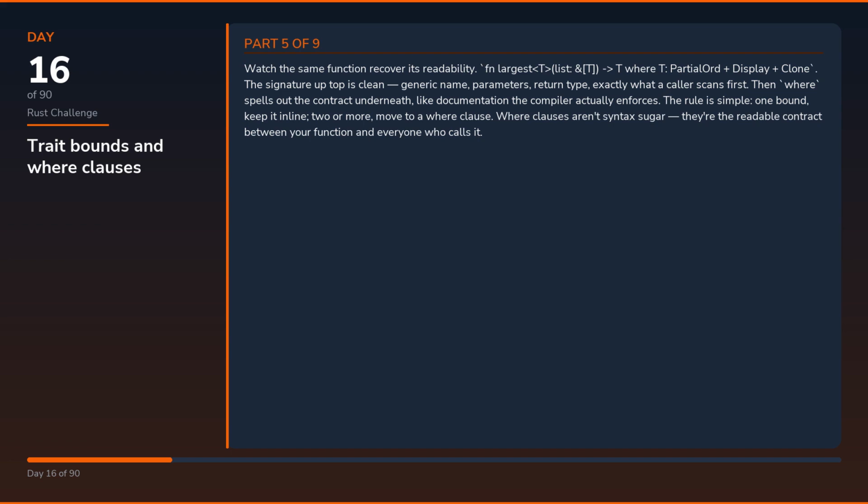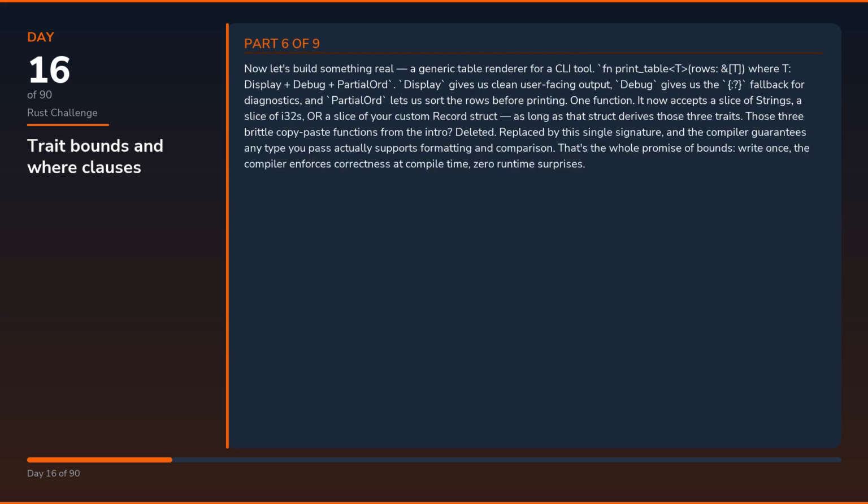Now let's build something real: a generic table renderer for a CLI tool. fn print_table<T>(rows: &[T]) where T: Display + Debug + PartialOrd. Display gives us clean user-facing output, Debug gives us the {:?} fallback for diagnostics, and PartialOrd lets us sort the rows before printing. One function. It now accepts a slice of strings, a slice of i32s, or a slice of your custom record struct, as long as that struct derives those 3 traits.